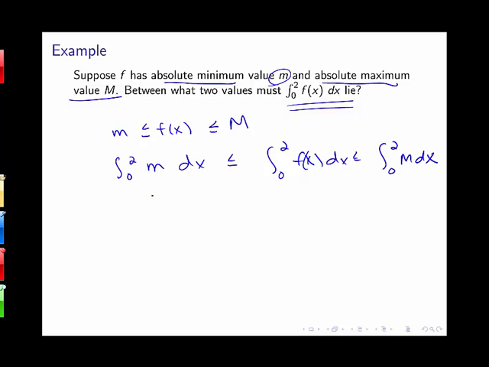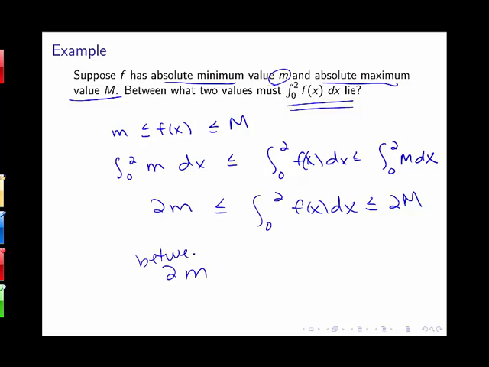So then we can say that the integral from 0 to 2 of m is going to be 2m, because it's going to be m times 2 minus 0. So we see that the integral from 0 to 2 of f of x dx will be between 2 times little m and 2 times big M. So here we can say between 2m, little m, and 2 times big M.